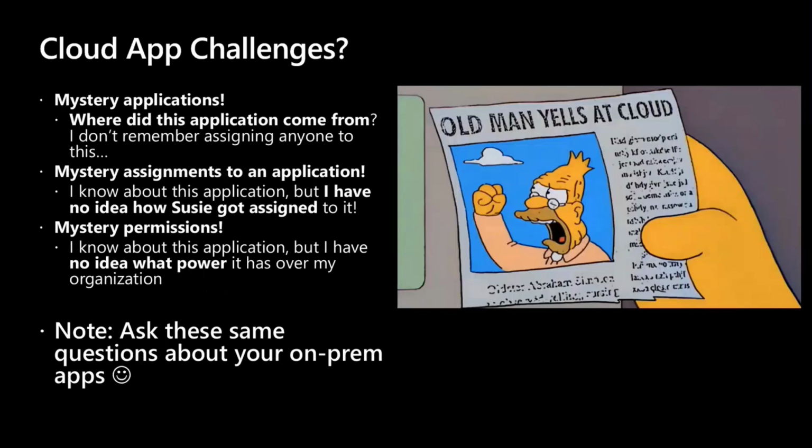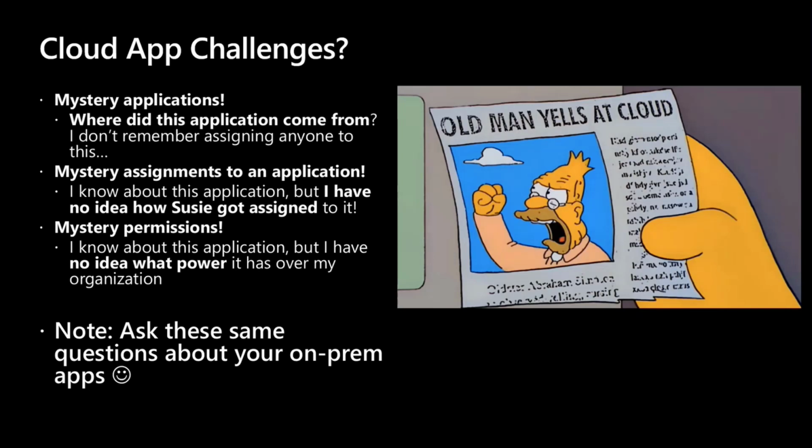Now, this is more for the IT pros in the audience, but usually at this point, there is somebody that is like Grandpa Simpson and they didn't want to go to the cloud at all. And now they realize that they have a bunch of mystery applications in their tenant and they do not know where they came from. There's a bunch of assignments to these applications because people were able to consent to it, and they don't understand that. They don't understand what permissions these applications have, what power it has in their environment, and they feel like they kind of lost control of their infrastructure and their environment. And they're not totally wrong.